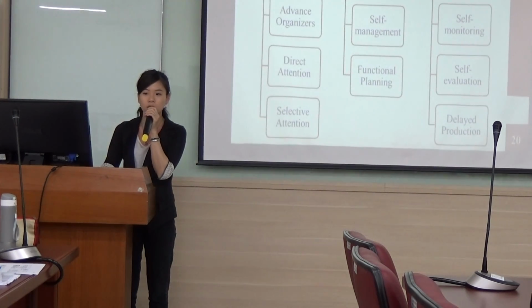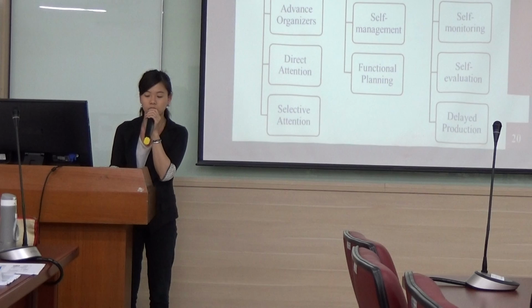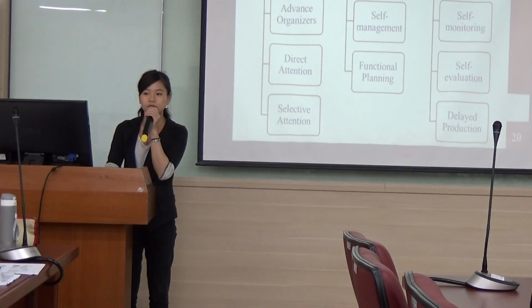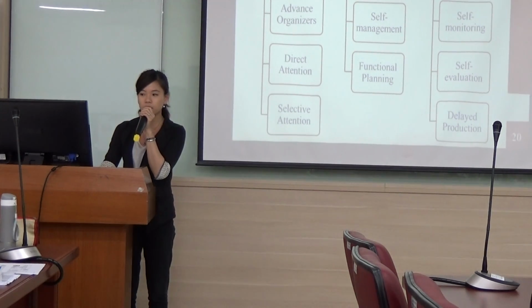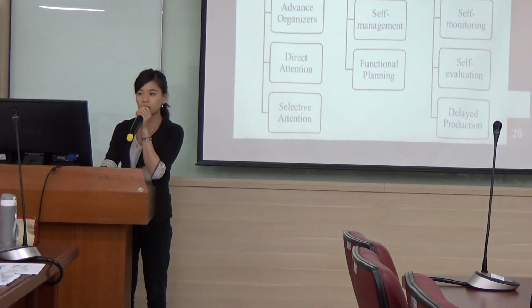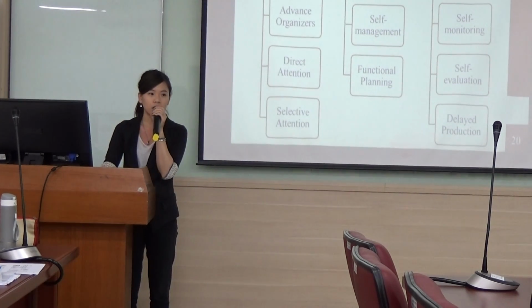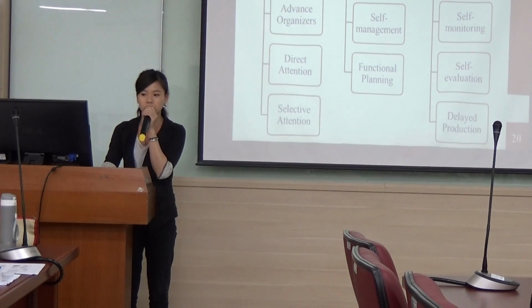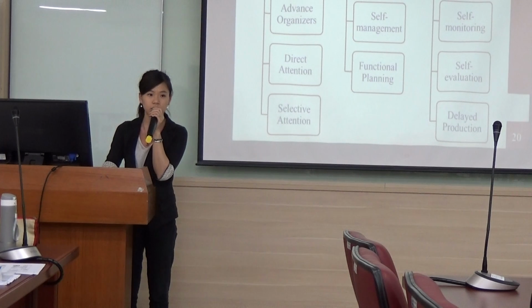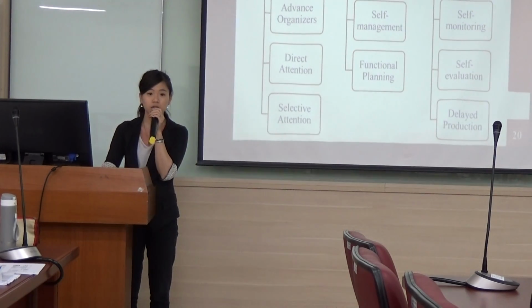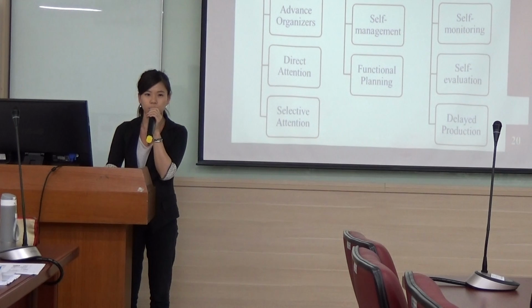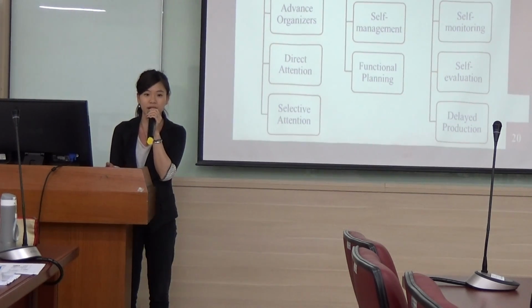The first phase of the treatment. The teacher will introduce 3 main categories of strategies. They are centering the writing, arranging and planning the writing, and evaluating writing. There are 3 strategies in centering the writing. They are advanced organizers, direct attention, and selective attention. Students can use these 3 kinds of strategies to do pre-writing planning. They need to think about the content, what they need to write.